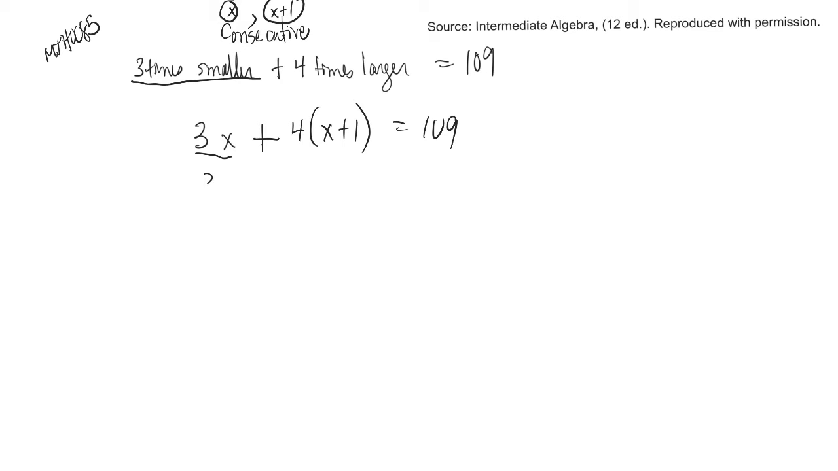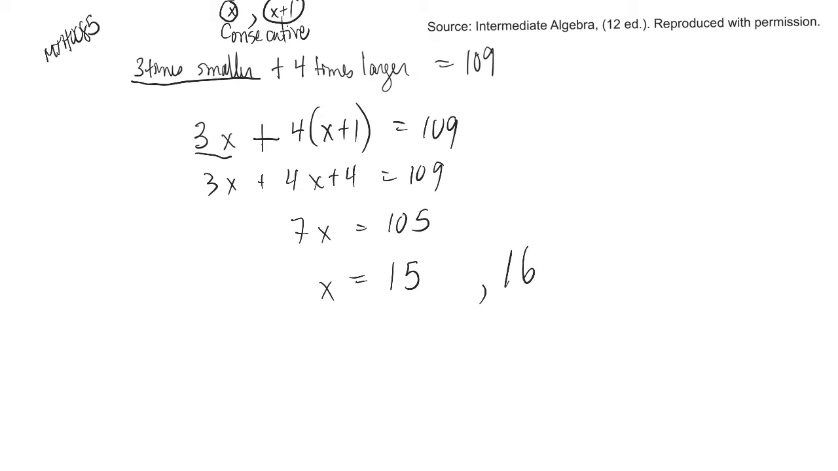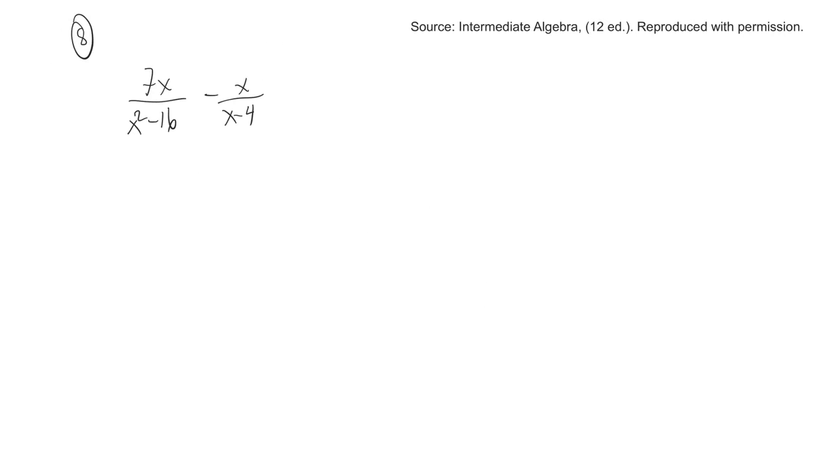There, I've got an equation. Let's use the distributive property there. Collect some x's, move the 4 to the other side and subtract, and divide, and I think that gives you 15. So the smaller number has to be 15, and the larger number has to be one more than that, or 16. Okay? Alright, here's another.